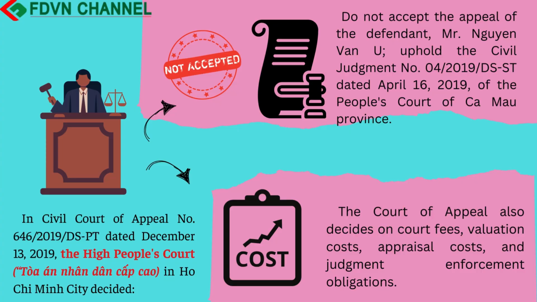In Civil Appeal Judgment number 646/2019/DSPT, dated December 13, 2019, the High People's Court in Ho Chi Minh City decided not to accept the appeal of the defendant, Mr. Nguyen Van U, and upheld civil judgment number 04/2019/DSST, dated April 16, 2019, of the People's Court of Ca Mau Province. The Court of Appeal also decides on court fees, valuation costs, appraisal costs, and judgment enforcement obligations.